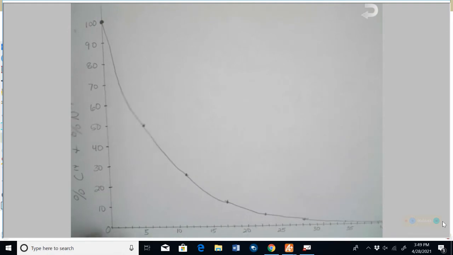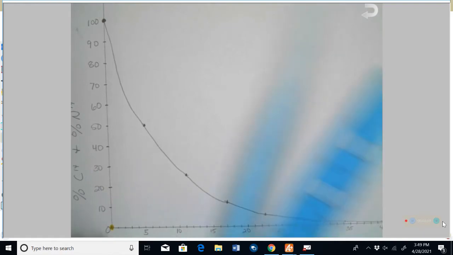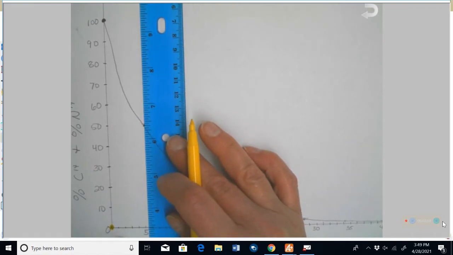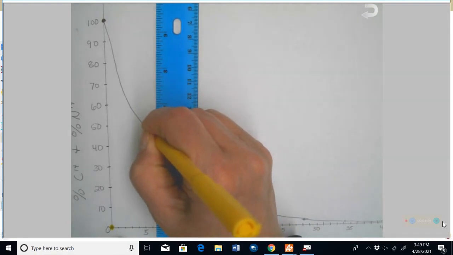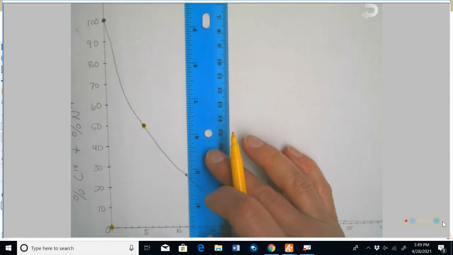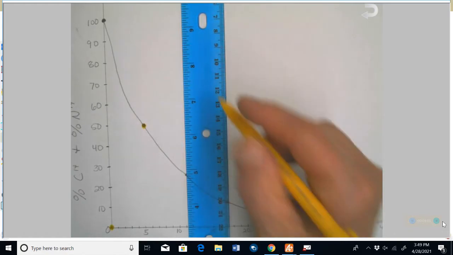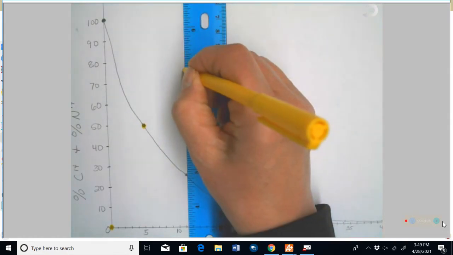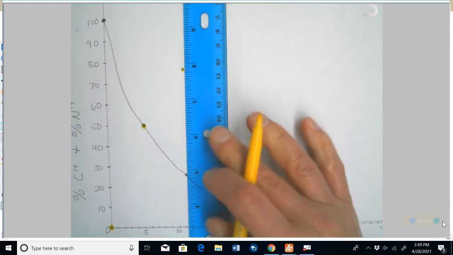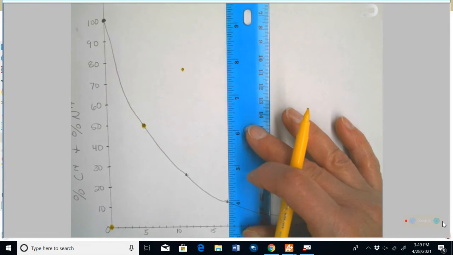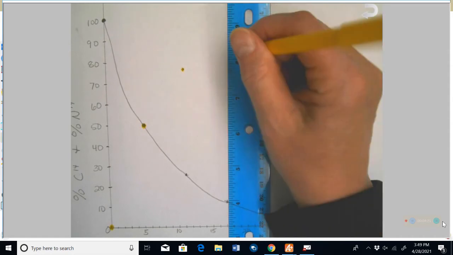Okay? So then I can also graph the percentages of nitrogen-14. So at time 0, I had 0% nitrogen-14. None of my radioactive material had decayed yet. After one half-life, 50% was now nitrogen-14. After two half-lives, it was up at 75% nitrogen-14. After three half-lives, or 17,100 years, now I'm up at 87% nitrogen-14.